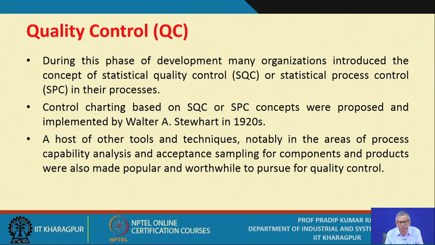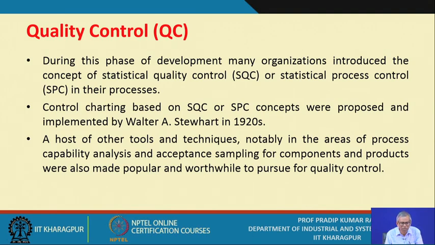Control charting based on SQC or SPC concepts was proposed and implemented by Walter A. Shewhart in the 1920s. Many of these control charts are named after him, and he is one of the pioneers who introduced the concept of control charting and statistical quality control even in the 1920s.